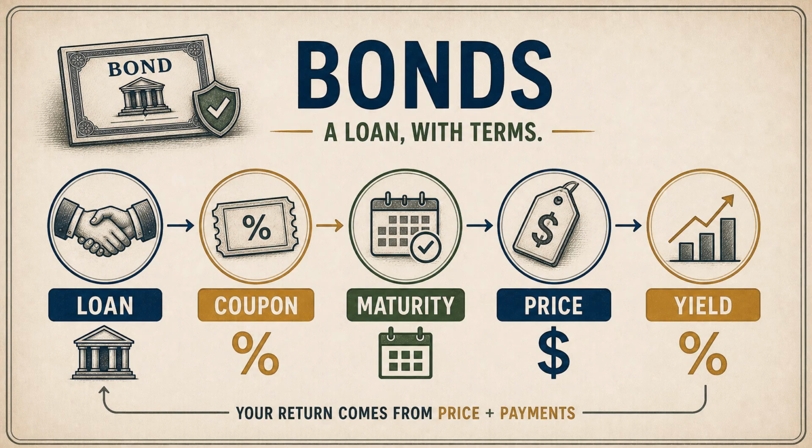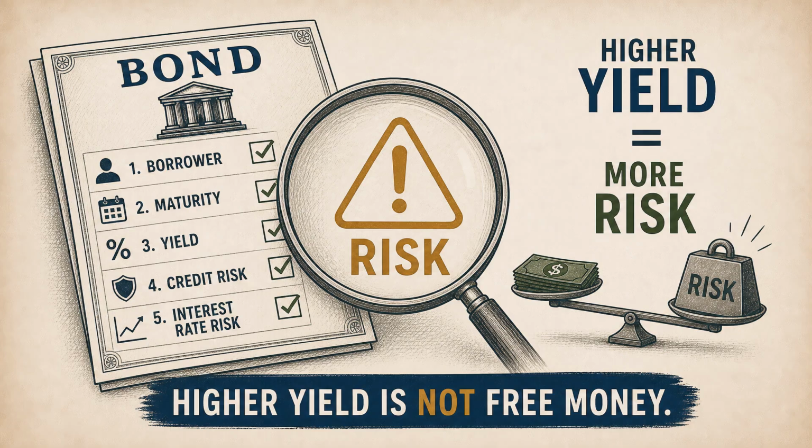Here is the clean way to remember bonds. A bond is a loan. The coupon is the interest promise. The maturity is the repayment date. The price is what investors pay in the market. The yield is the return implied by that price and the future payments. Before buying any bond or bond fund, beginners should understand the borrower, the maturity, the yield, the credit risk, and the interest rate risk. A higher yield is not free money. It is usually a signal that some kind of risk is being priced in.